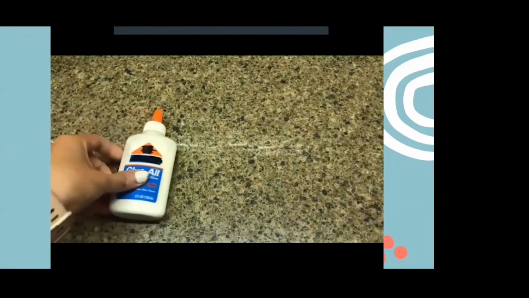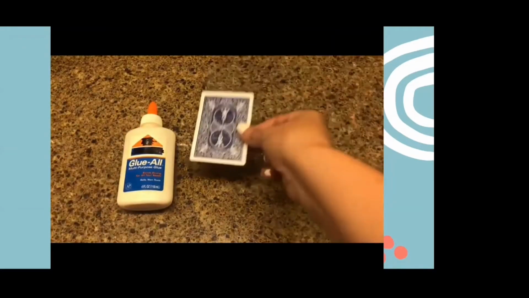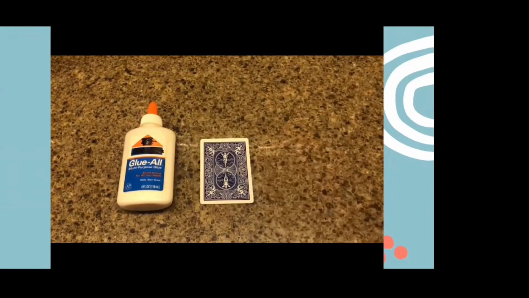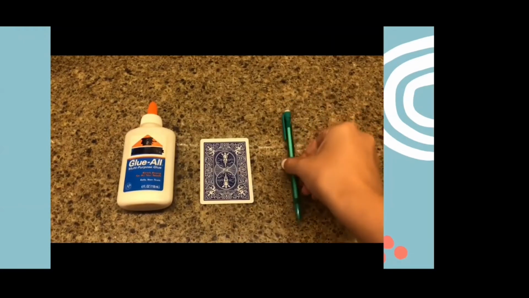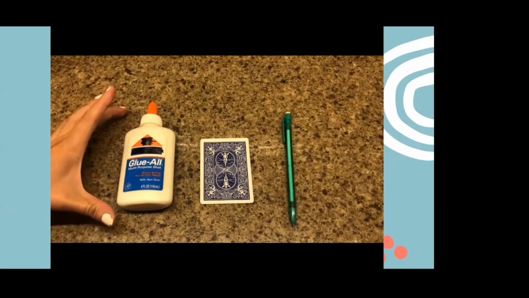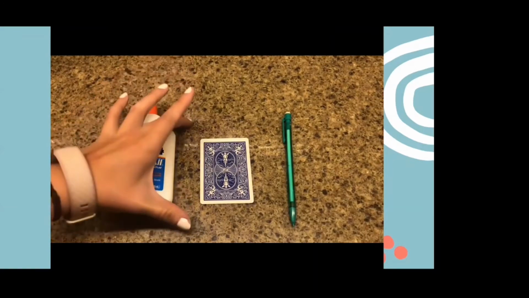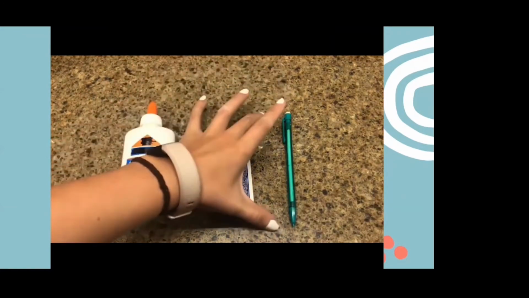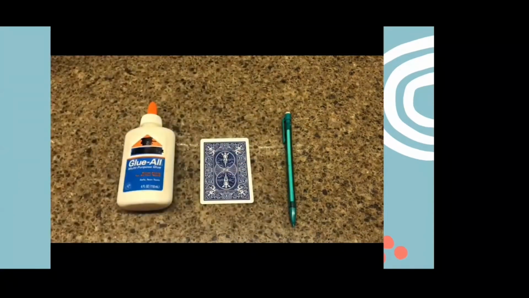So let's see the objects. We have a glue bottle, and next we have a card, and then last we have a pencil. Perfect. So take a second and look at these and start thinking, what are the size differences? What are my measurements going to be? So if I look at the glue bottle, how does it compare to the card or to the pencil? So let's get started with measuring.